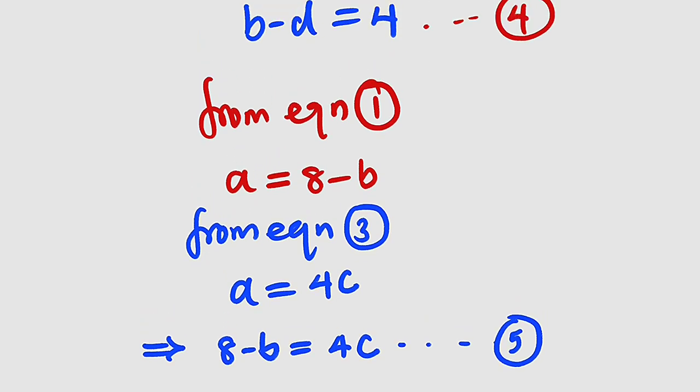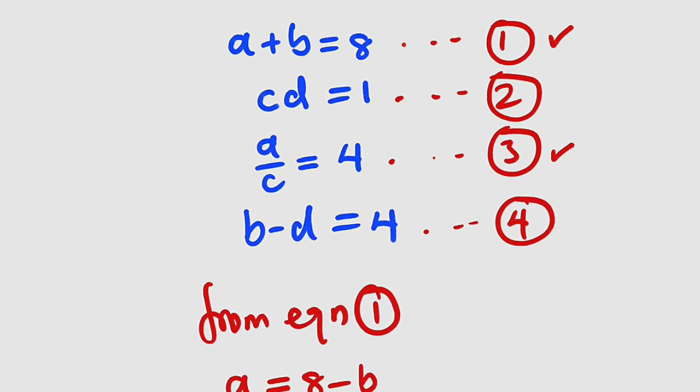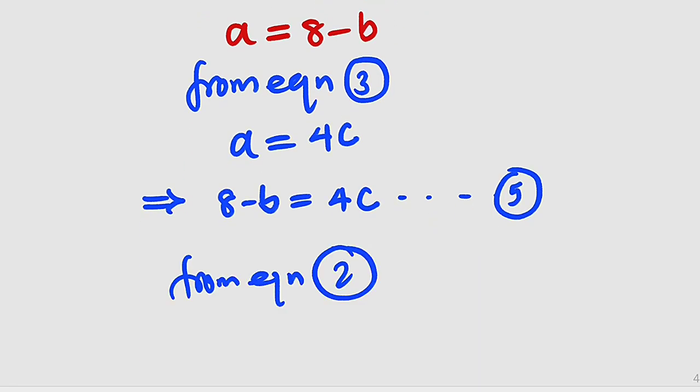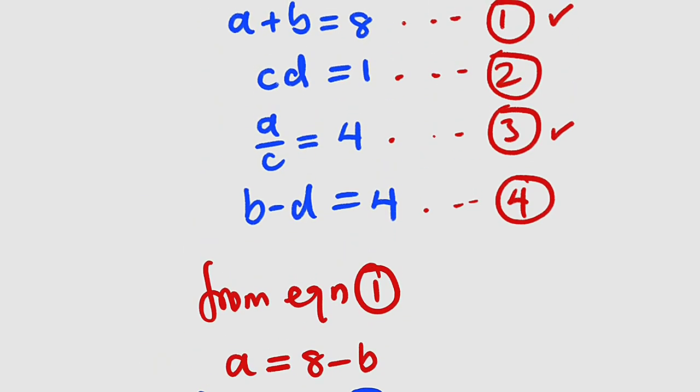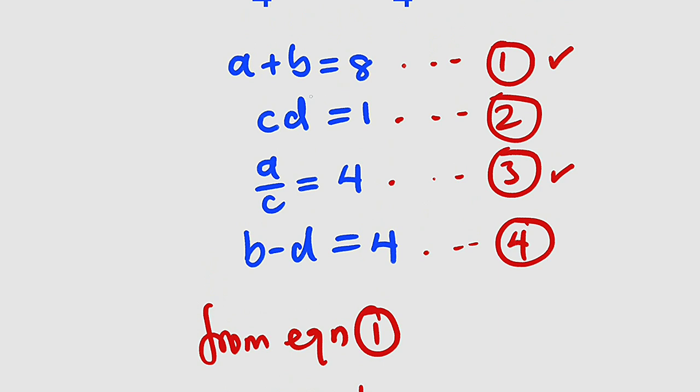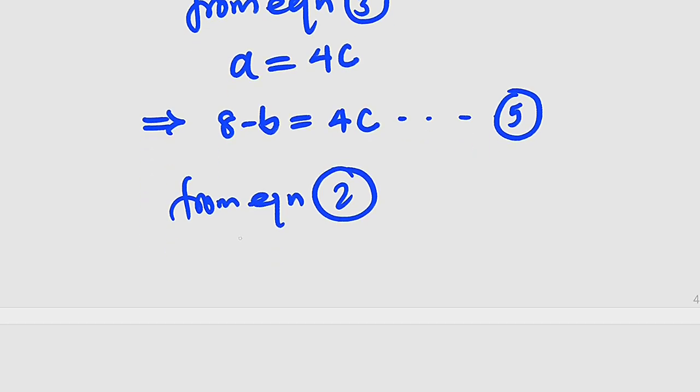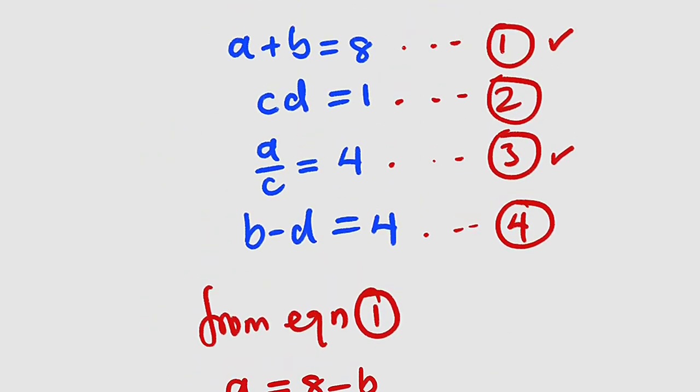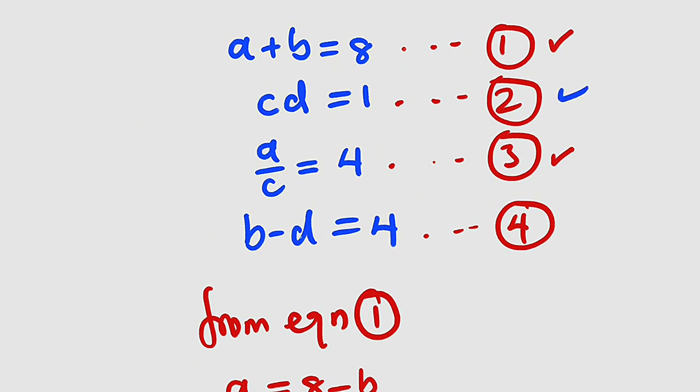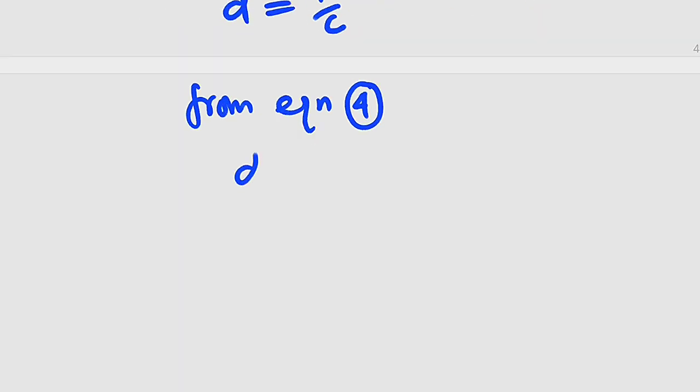Okay, let's go back to the other equations. You can see that equation 2 and equation 4 both contain d. So we can make d the subject. Let me take equation number 2 first. From equation number 2, making d the subject is as simple as dividing both sides by c. Therefore, d equals 1 divided by c. And from equation number 4, to make d the subject, d equals b minus 4.